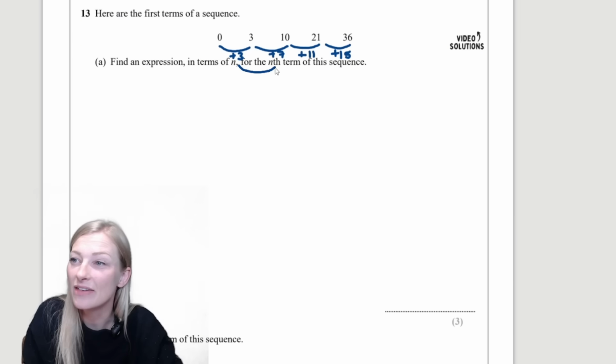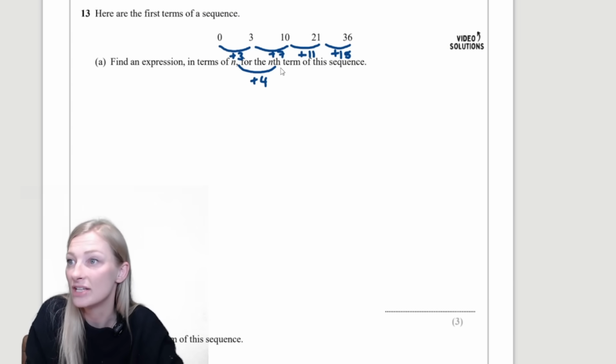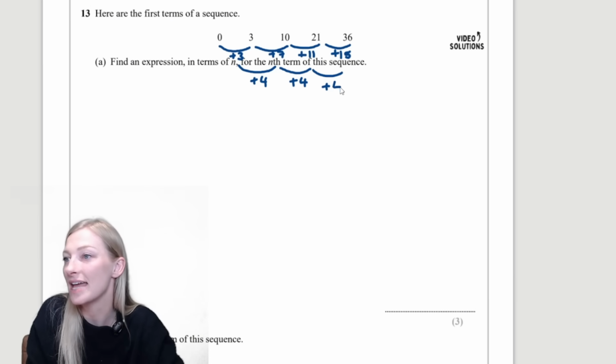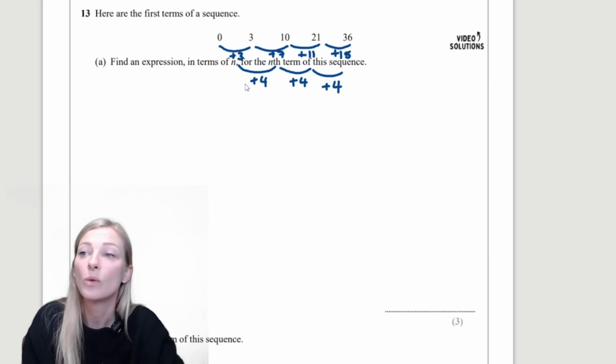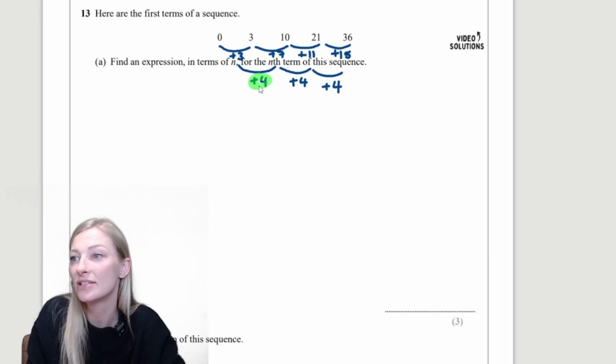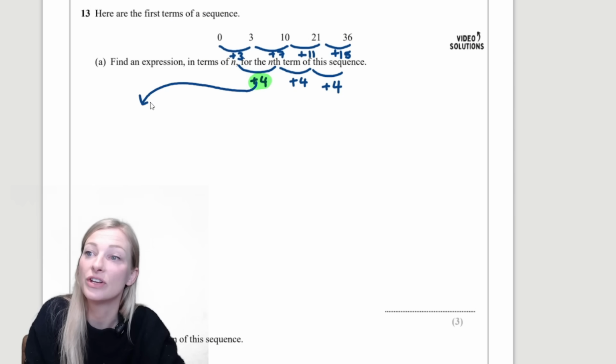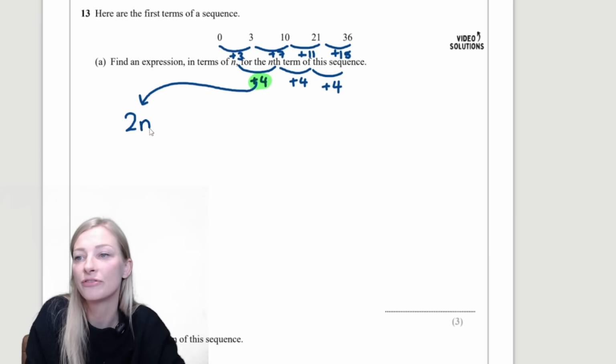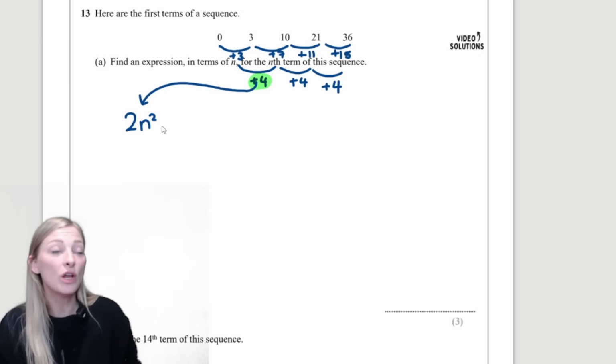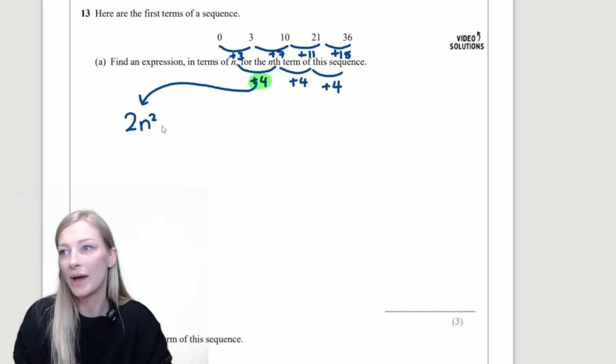And actually we can see that the second difference, the difference of the difference, is the same. And that tells us that this is a quadratic sequence. Whatever that second difference is, you're going to half it, and that gives you the coefficient, the number, in front of n squared. So I know this sequence needs 2n squared.